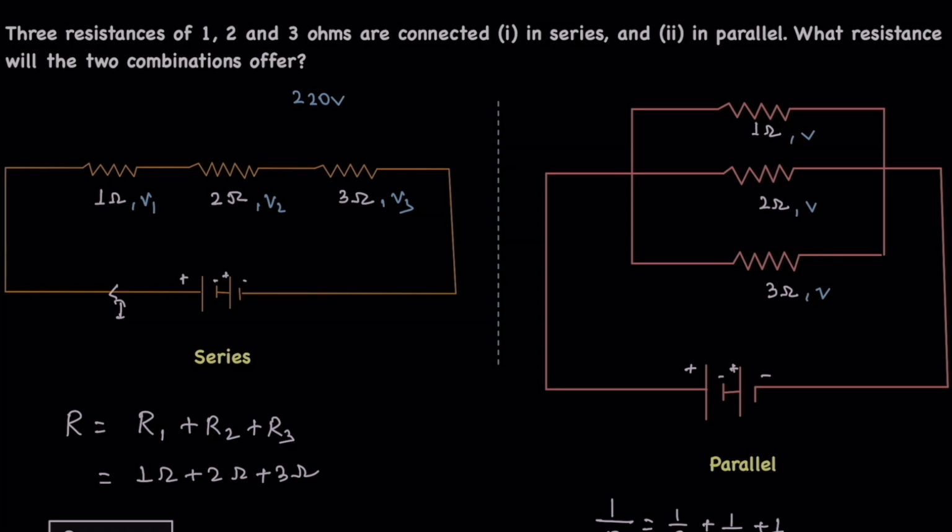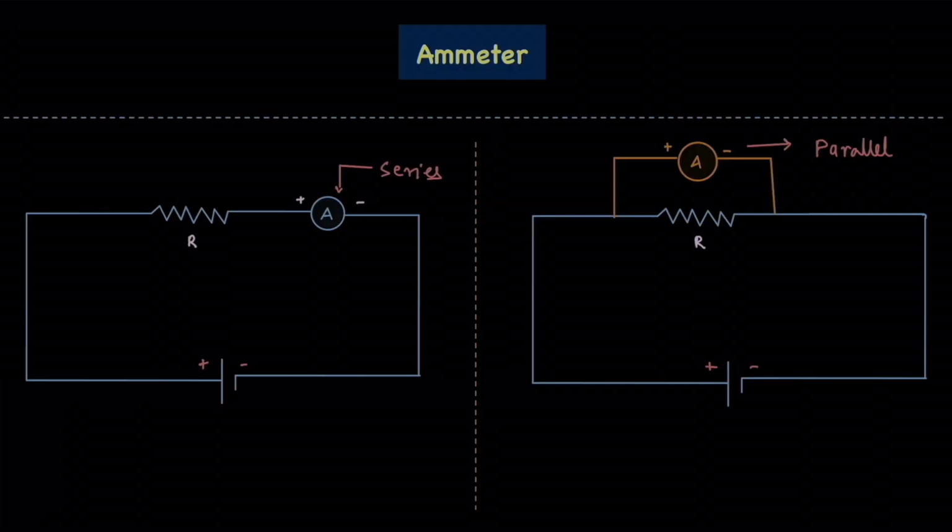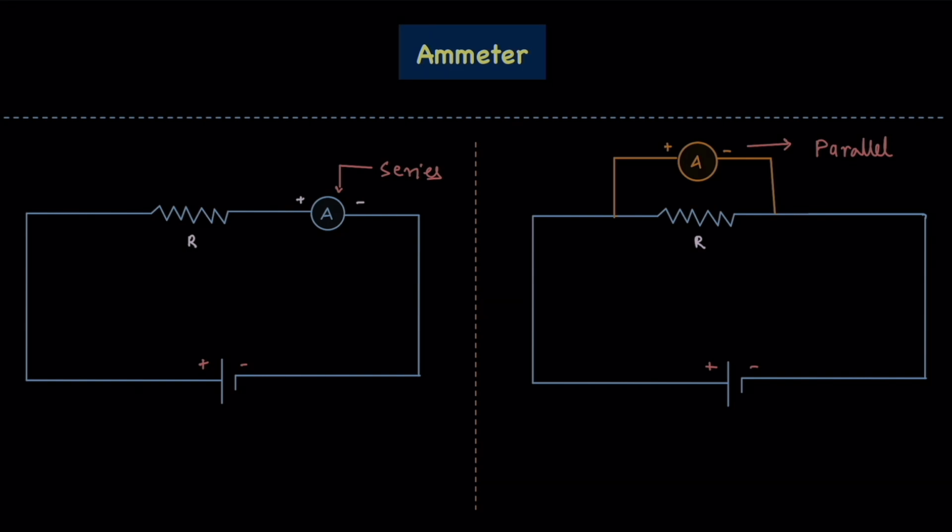Now we will discuss the voltmeter and ammeter arrangement in an electric circuit. First we will see the ammeter arrangement. Here two figures are given. Let's consider them as figure 1 and figure 2. Both figures have the same resistance R and the same voltage V. Only the difference is that in the first figure, the ammeter is connected in series, and in the second figure, the ammeter is connected in parallel.